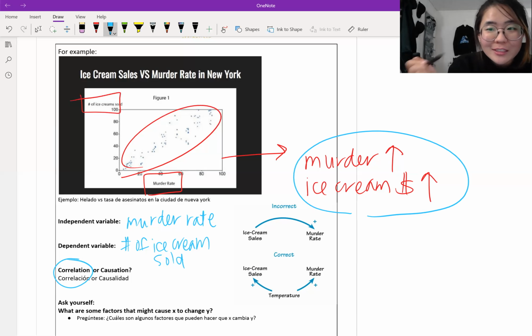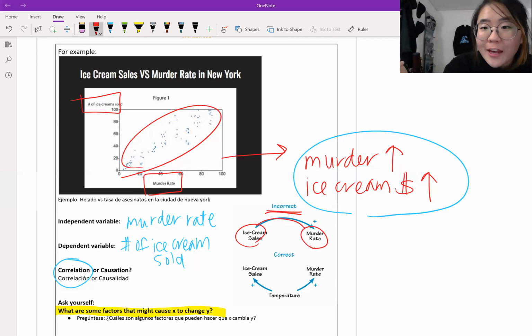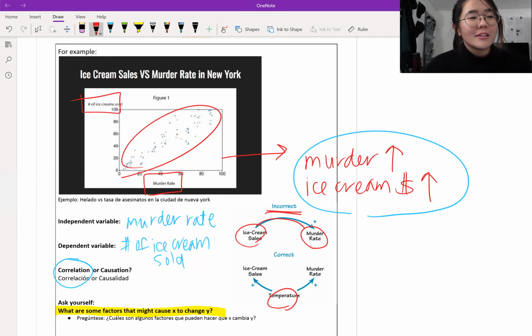So when you're asking this, correlation versus causation, I want you to ask yourself, what are some factors that might cause X to change Y? Now, based on this graph, it says that ice cream sales changes murder rate. That is incorrect. There are different factors that affect ice cream sales, right? Temperature is our main one. We can also think about maybe there's this new ice cream store that became really popular, or it's the summer and people are eating ice cream, or there's a huge discount on ice cream. There's so many different factors.